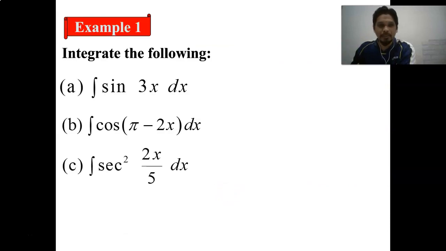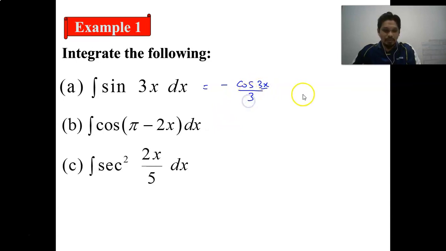Example 1. Integral of sine 3x dx. Differentiate sine gives you cos, integrate sine gives you negative cos. So the integral of sine 3x equals negative cos 3x divided by the derivative of 3x, which equals 3, plus c.